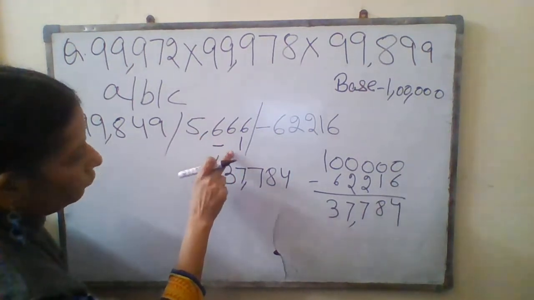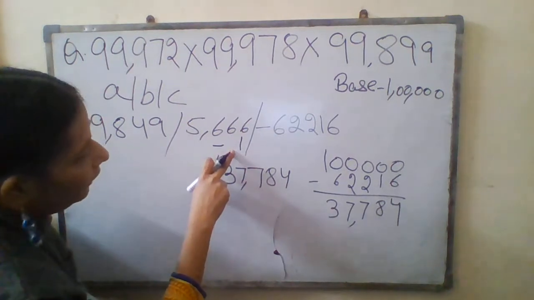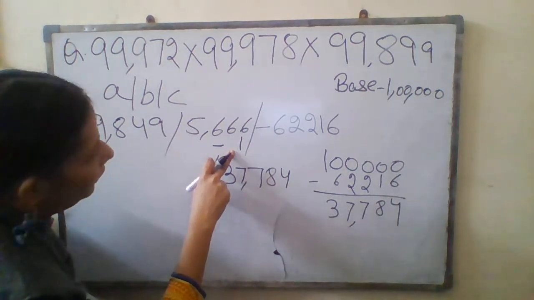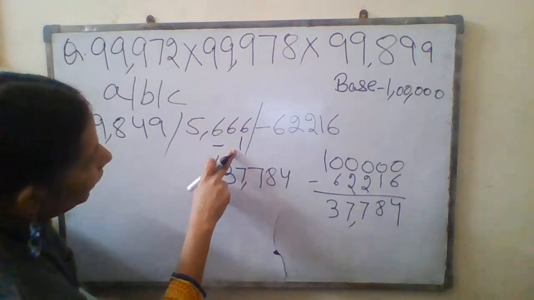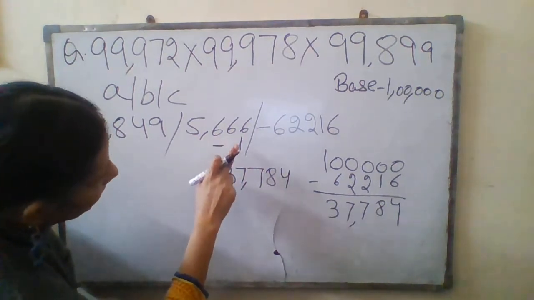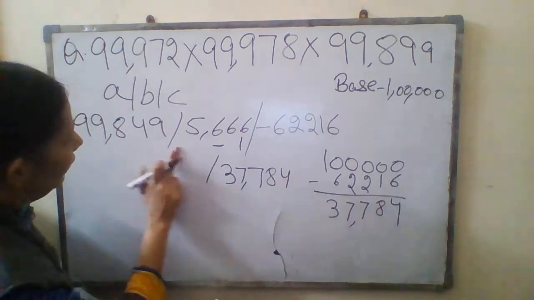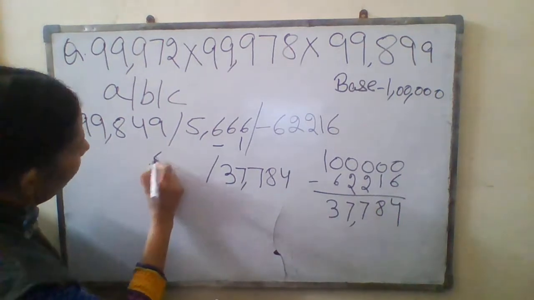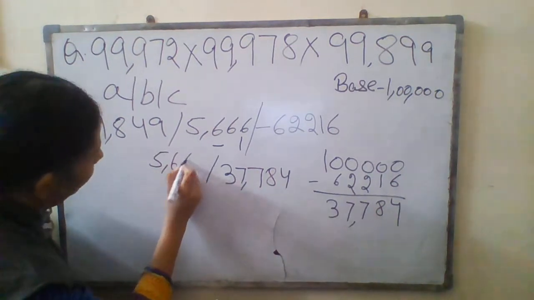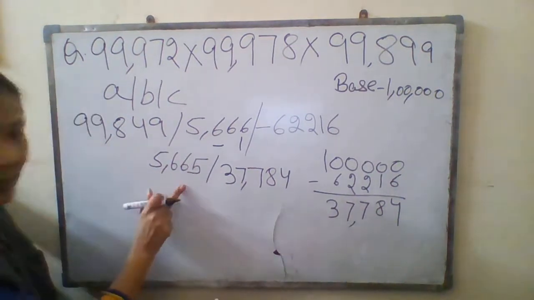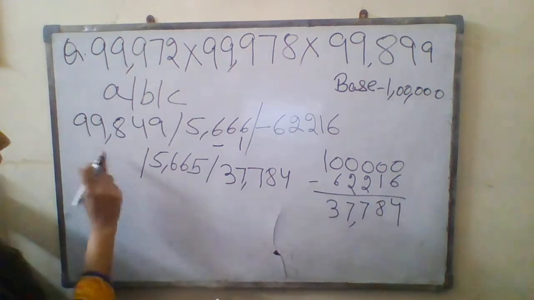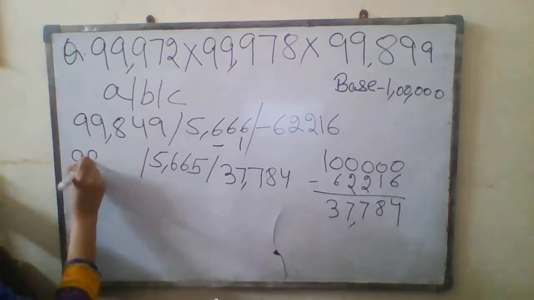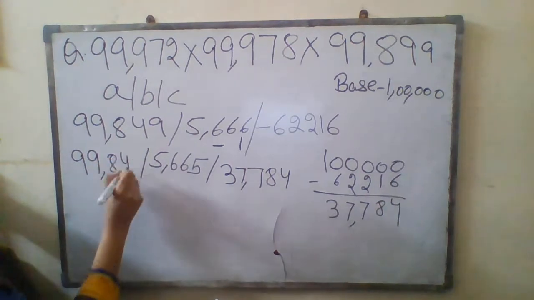See here, this is 5,666. But what I have done here, I have borrowed 1 from here and minus 1. What is 5,666 minus 1? That will be equal to 5,665. Okay, that I am writing here, slash. Now this number I am going to write down as it is.